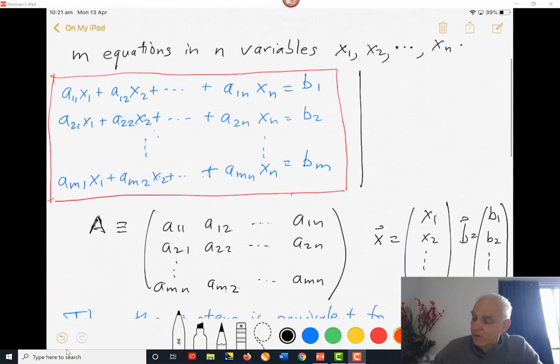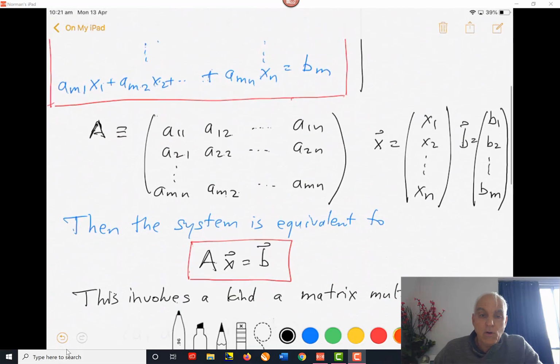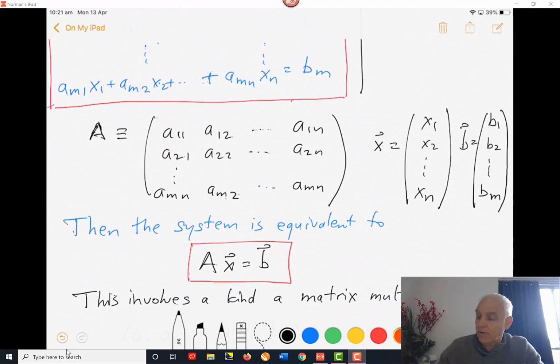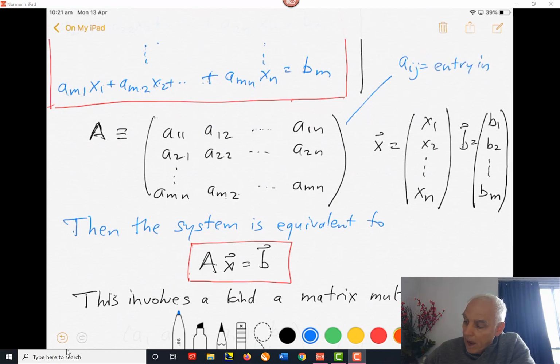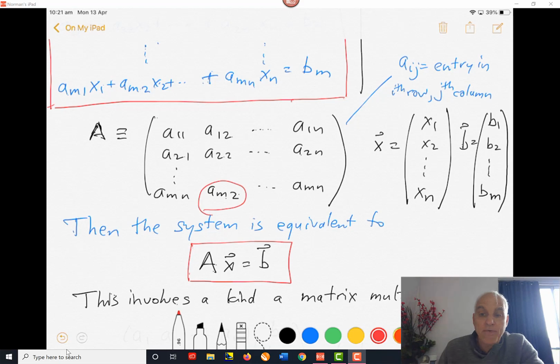Then, as we've already seen, to organize this kind of data we can organize all the coefficients in a matrix A, and here it is. We're just putting all the entries together in a systematic way. We might point out that Aij is the entry in the ith row and jth column. So for example, this entry here is in the mth row and the second column.